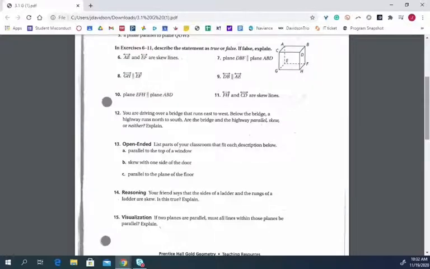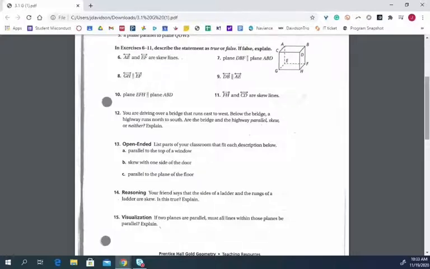Wait, let's go ahead and double check, make sure we're doing it right. DB and AE, are they parallel? Is 9 true or false? 9. I put 4. Yeah, they're skew. AE goes up and down, and BD goes kind of like right at you.